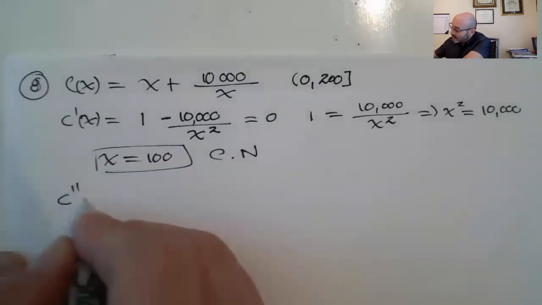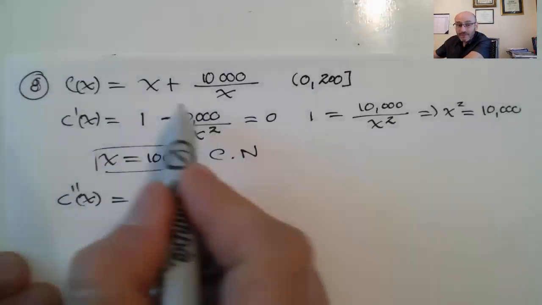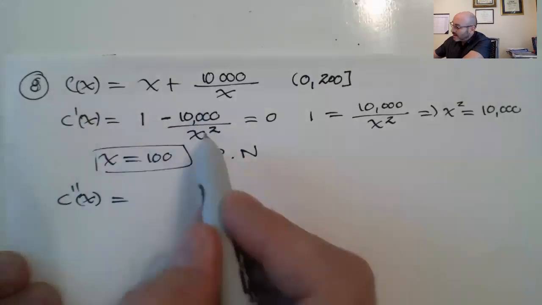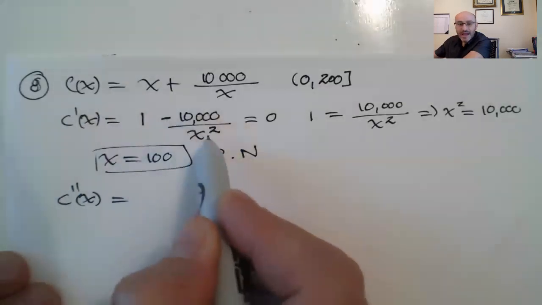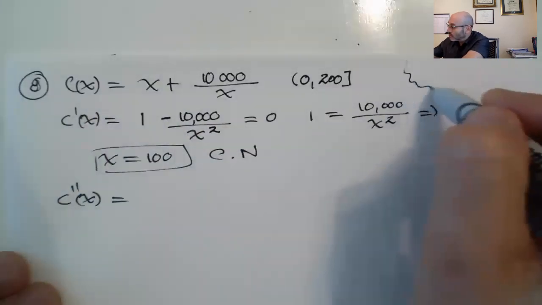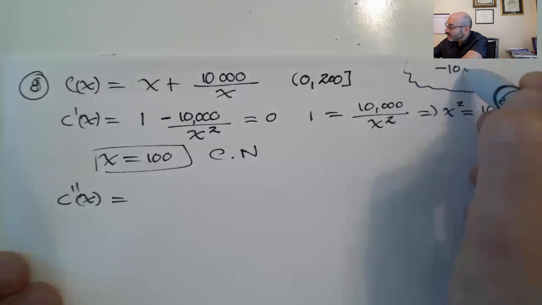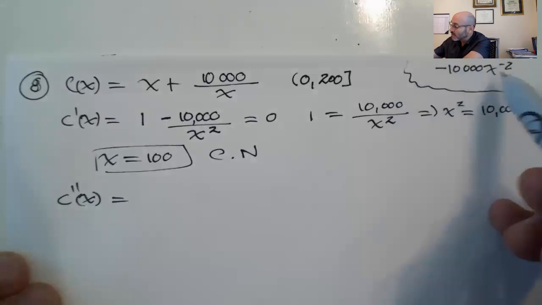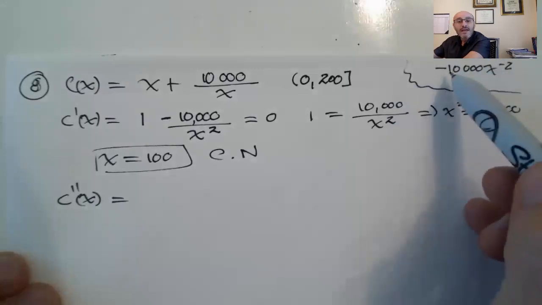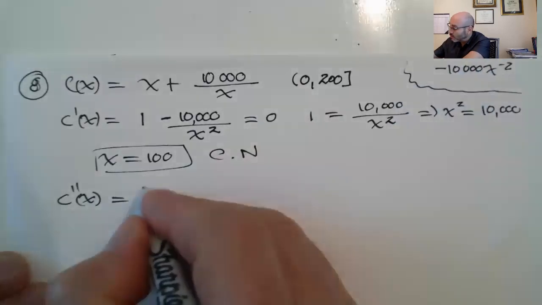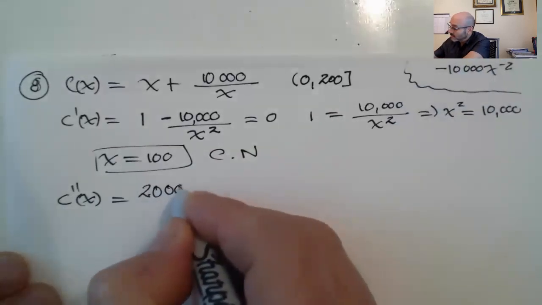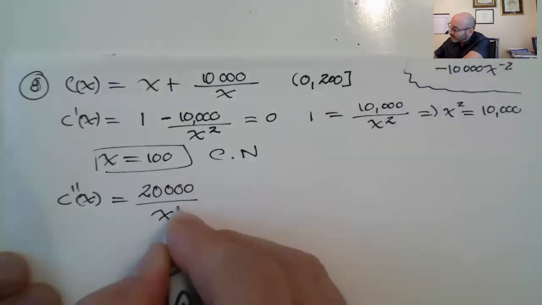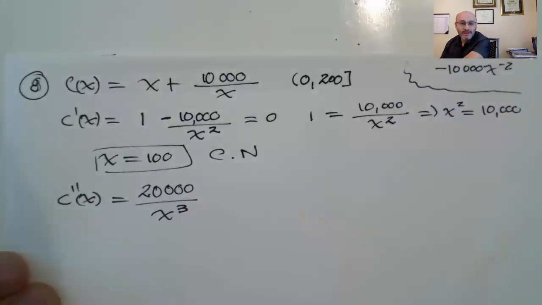So I'm going to find the second derivative, which will be the derivative of this here. The derivative of 1 is 0. Think of this as negative 10,000 x to the negative 2. If you were to differentiate that, you bring the exponent down. Negative 2 times negative 10,000 will be positive 20,000. Right? x to the negative 3, which becomes x cubed in the denominator.